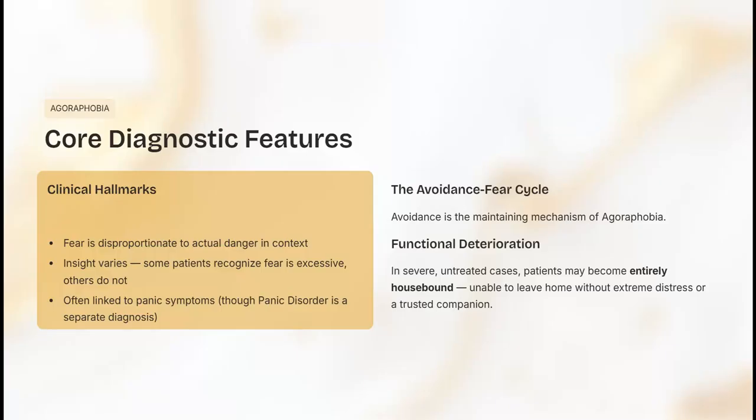The avoidance fear cycle leads to functional deterioration over time, with some severe, untreated cases resulting in the person becoming entirely housebound and unable to leave without extreme distress or a trusted companion. So you should be able to recognize these key hallmarks to distinguish agoraphobia from some other overlapping anxiety condition, and being able to appropriately treat the patient.